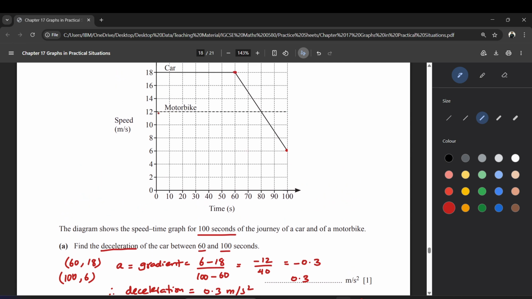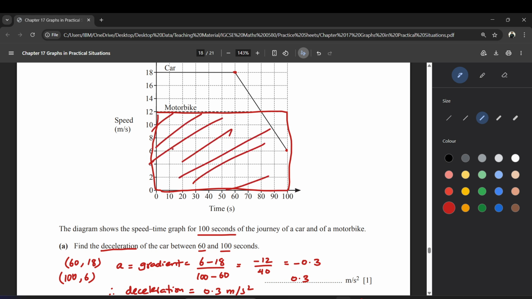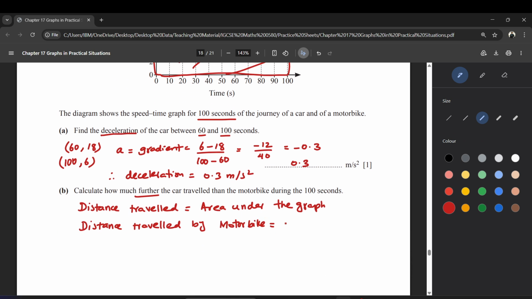Okay, and we can see that the area under the graph of motorbike is a rectangle. If you look over here, this is a rectangle, right? So now if I can work out the area of this rectangle, that would give me the distance traveled by the motorbike. So that would be length into width, which will be 100 multiplied by 12, that gives us 1200 meters.